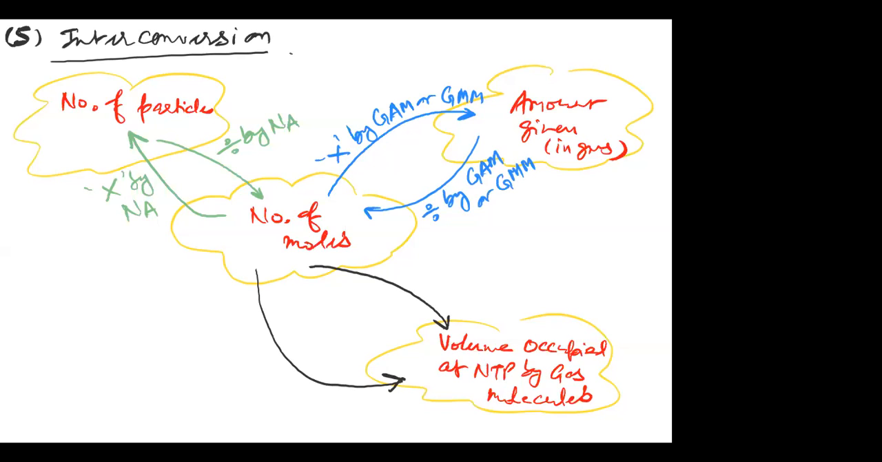If we have to find out volume occupied at NTP by gaseous molecule, the number of moles needs to be multiplied by 22.4 liter. And obviously from here you can say it has to be divided by 22.4 liter.